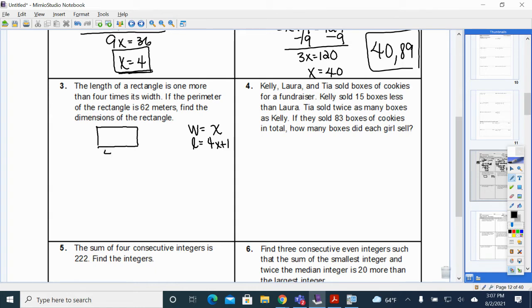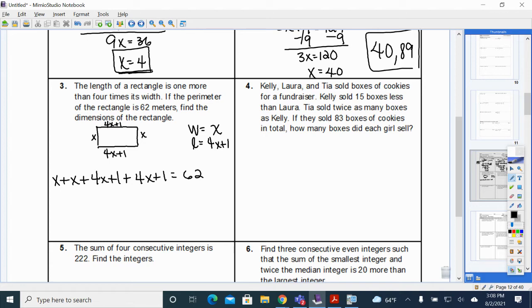So if my length is 4x plus 1 and my width is my x, in a rectangle, that means that the opposite sides are the same. If the perimeter of the rectangle is 62, remember that perimeter is you add up all the sides. So we're going to take x plus 4x plus 1 plus another 4x plus 1. The perimeter is 62 meters. And then it says find the dimensions of the rectangle. So we're going to find x, and then we're going to have to find the width and the length.